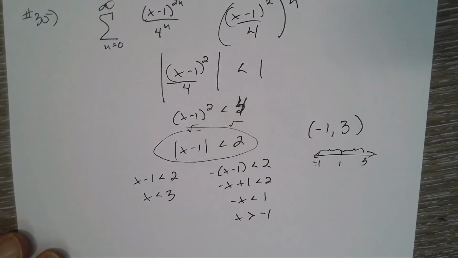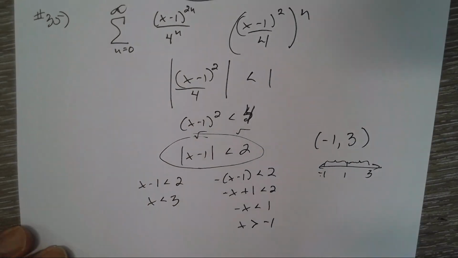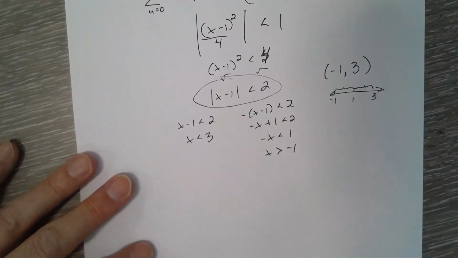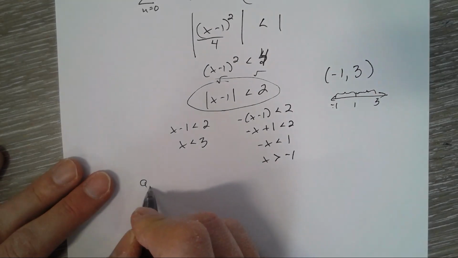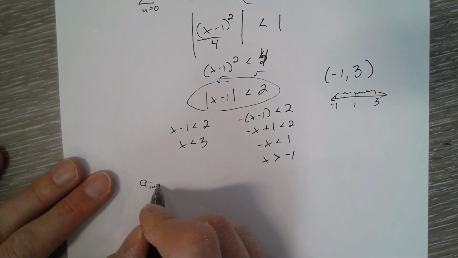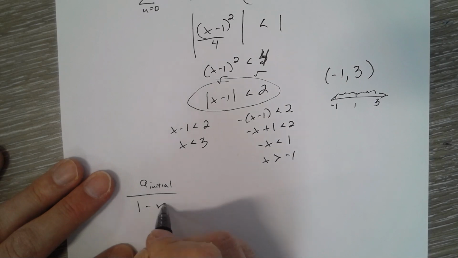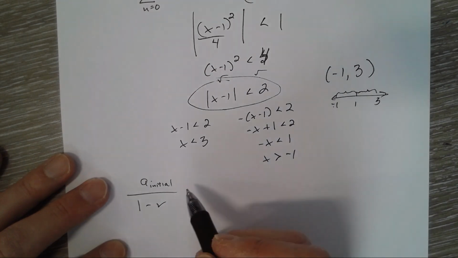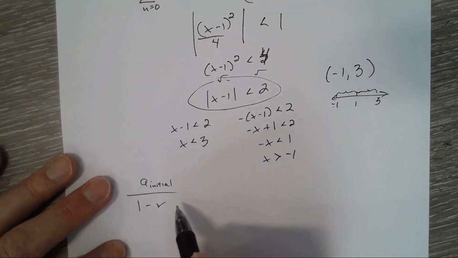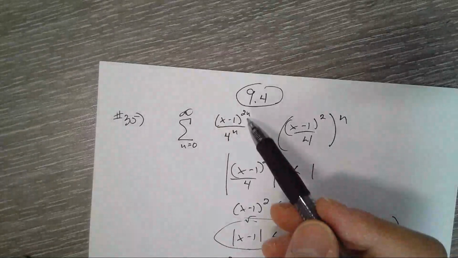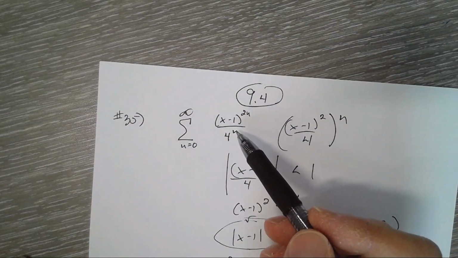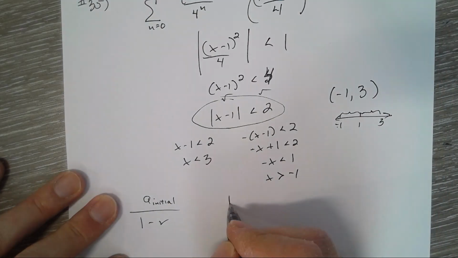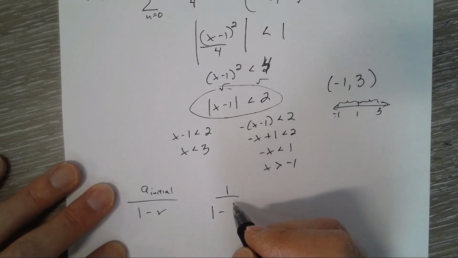So how do we write the sum of the series as a function? So back we'll use the fact that our initial over 1 minus r is the sum of an infinite series. So infinite geometric series. So our initial, if you go back here, plug in 0, it's just going to be 1 over 1 minus r, which is x minus 1 squared over 4.